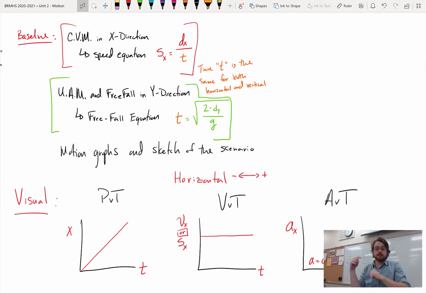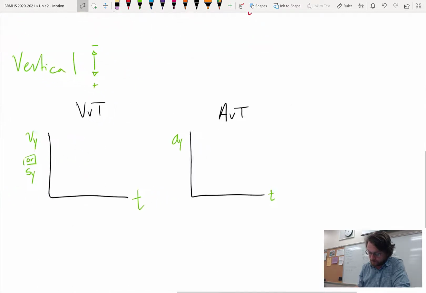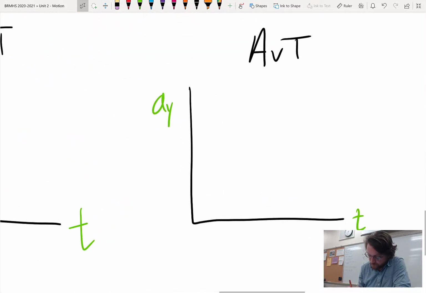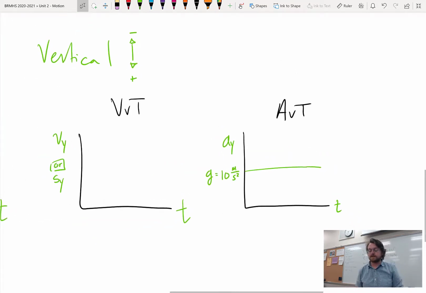The guy launches something horizontally and also drops something from rest at the same time. They behave the same way in the vertical direction. They take the same amount of time to hit the ground because they have the same acceleration. And that acceleration is gravitational acceleration, little g, which is going to be either 9.8 meters per second squared, or since we're probably going to round it, I'm just going to round it to 10. And that's just a flat line because we have a constant value for the acceleration.